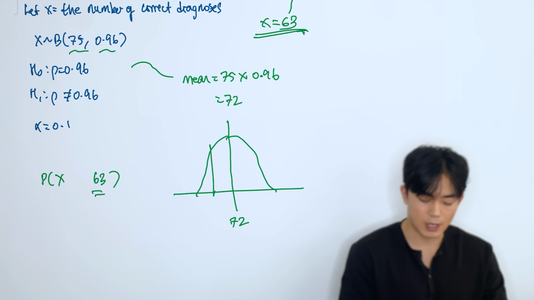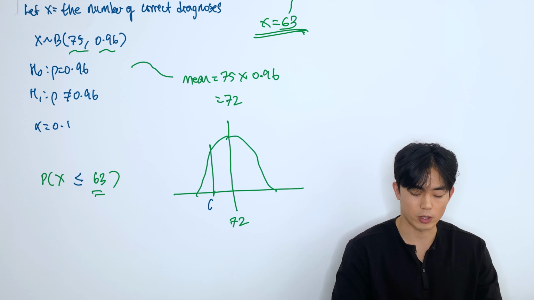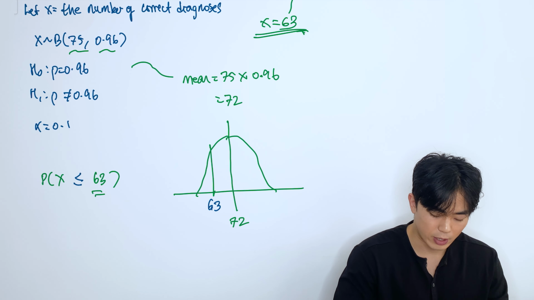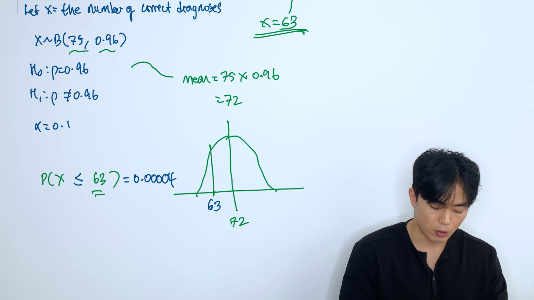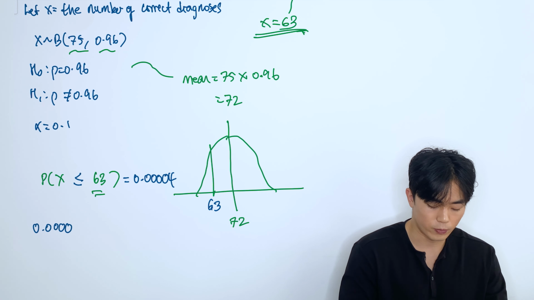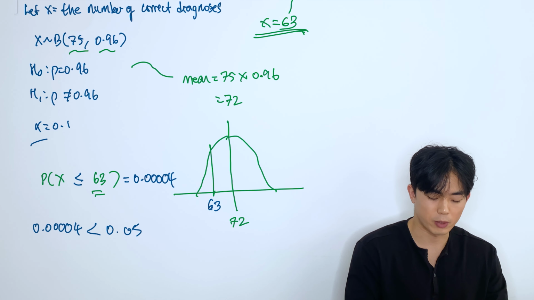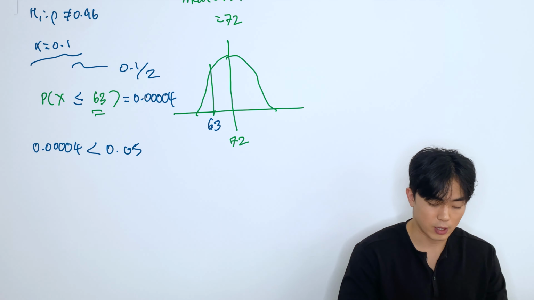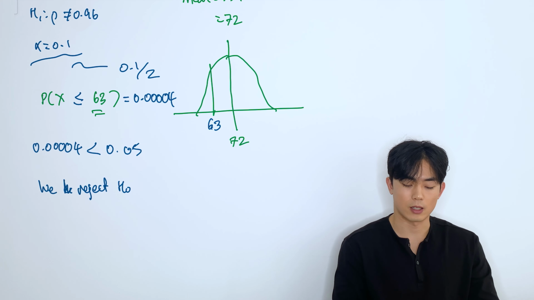And so what I would have to do now is find the probability that X is less than or equal to 63, because it's to the left of the mean value, which was 72. And so if we do this, this gets a value of 0.02344, which is less than the significance level, which is 0.05. But remember, we should be dividing this by 2, right? Because it's a two-tailed test. And so therefore we reject H0 because it's going to be within the critical region.